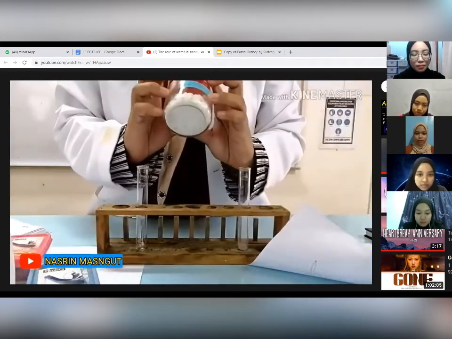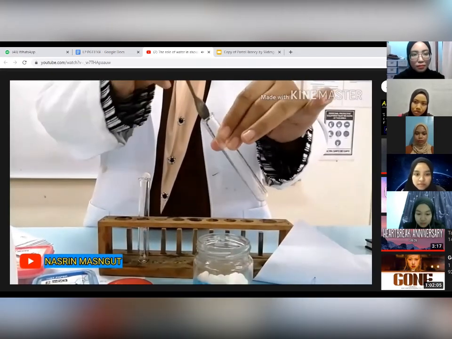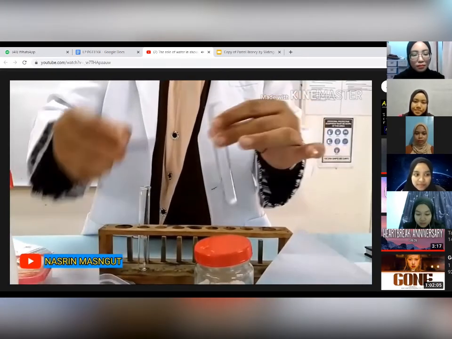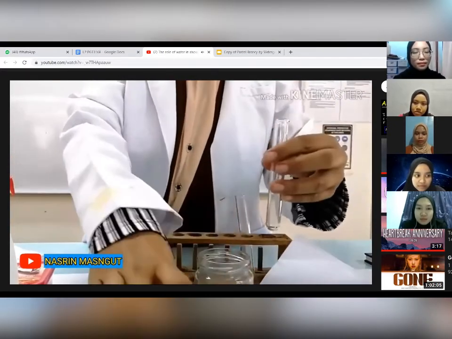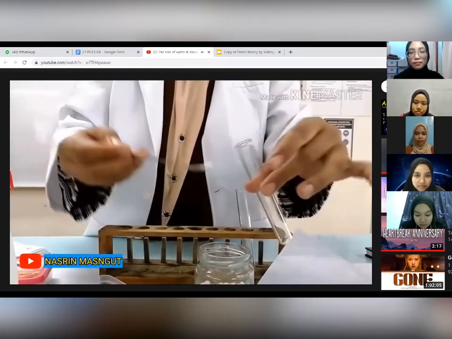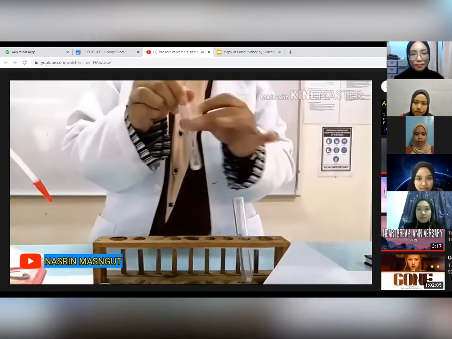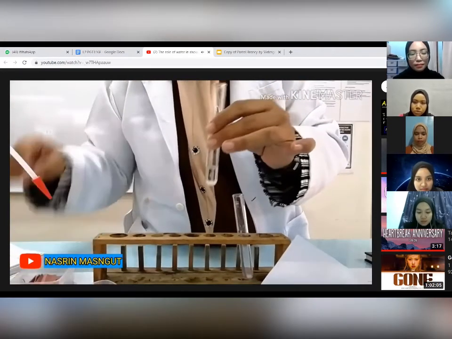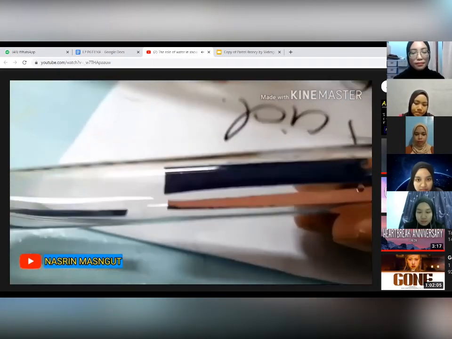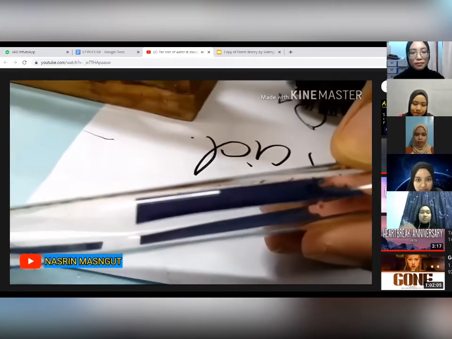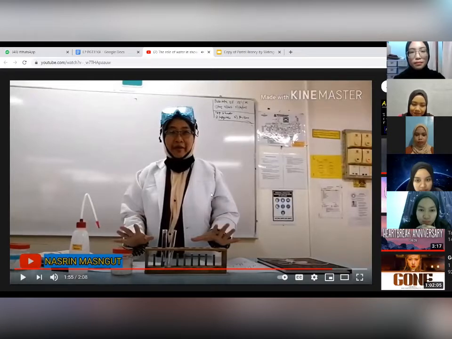Okay, now we start with another one, which is sodium hydroxide. Take only one and put inside the test tube. Dry blue litmus paper. Okay, no change. Take another test tube. Put one sodium hydroxide and add it with distilled water. Shake it. Put red litmus paper. Okay, as you can see, what happened to the red litmus paper? It changed into blue.